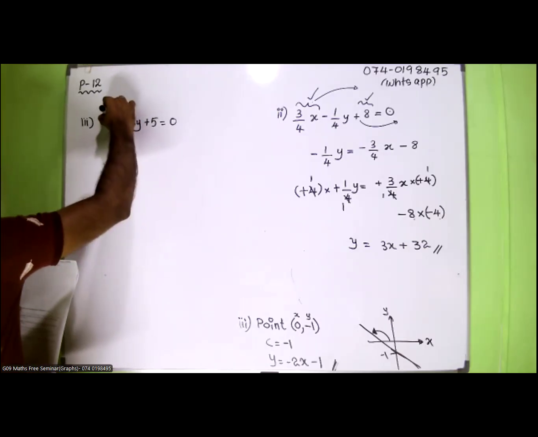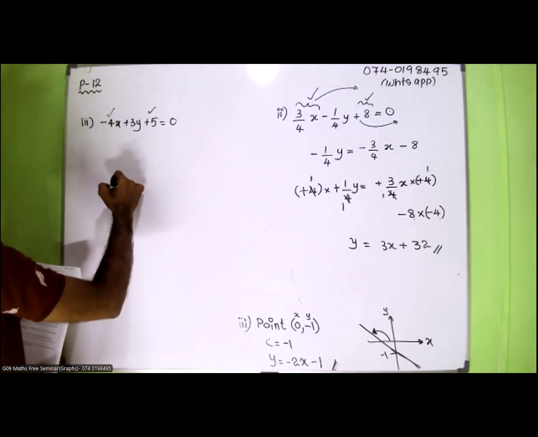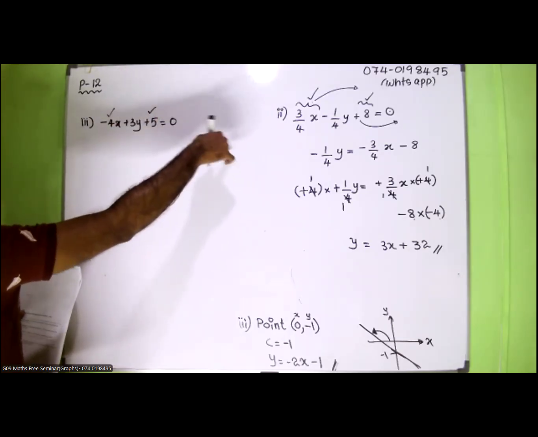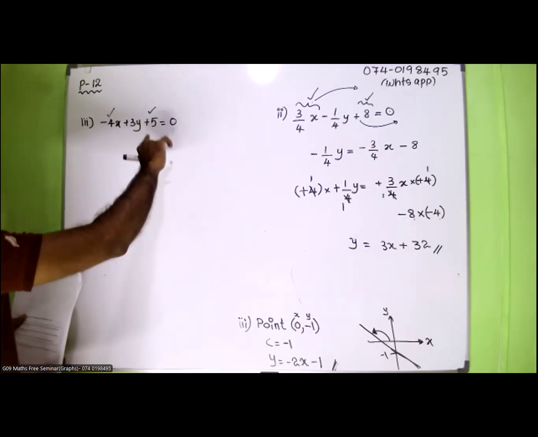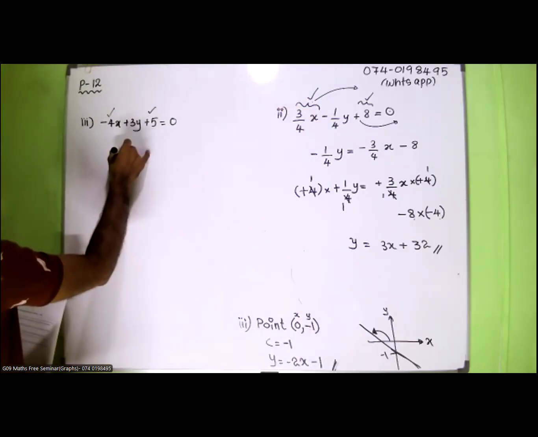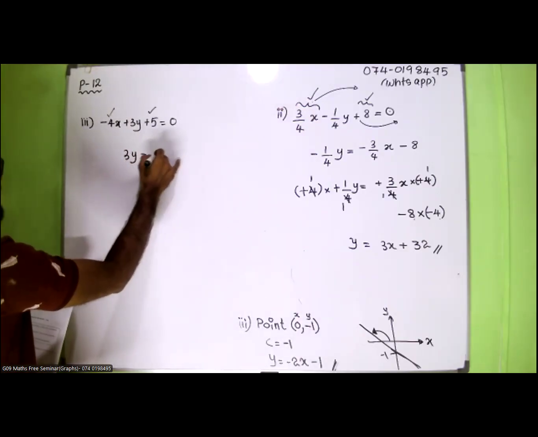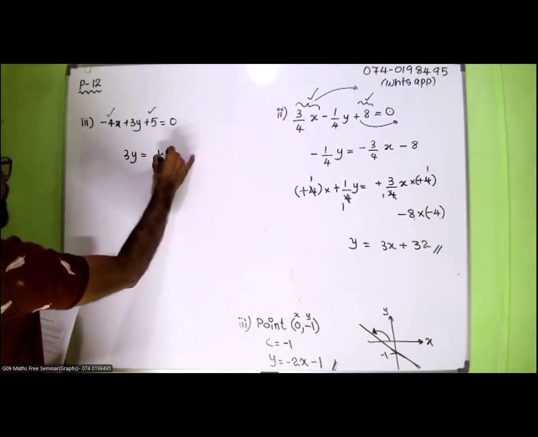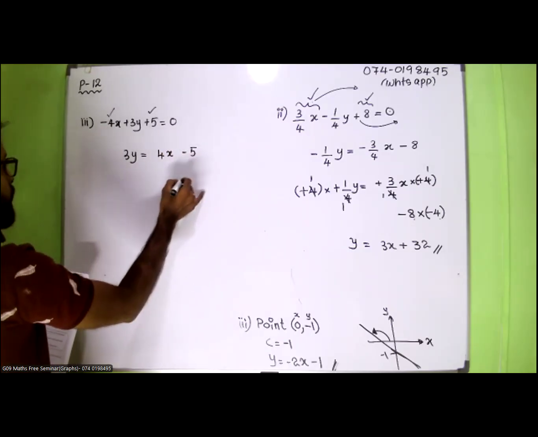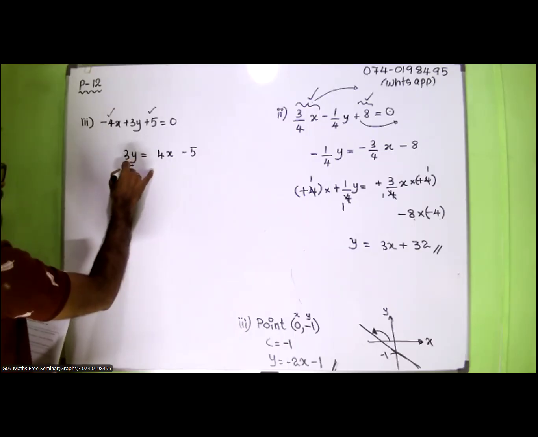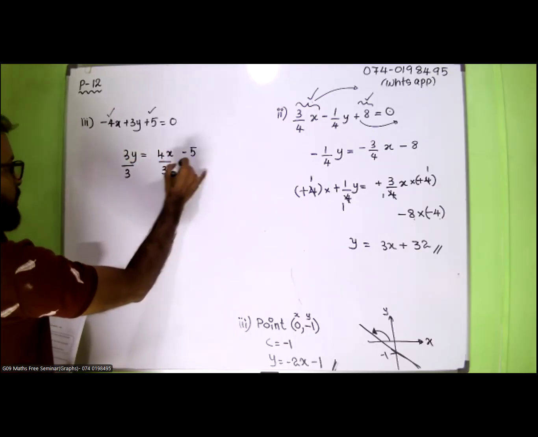So I need to isolate this y. So I have extra two terms. Minus 4x when it goes to the other side, plus 4x, plus 5 is going to the other side, minus 5. So at once I can write 3y equals 4x minus 5. So I need to remove this 3, divide all the terms by 3.